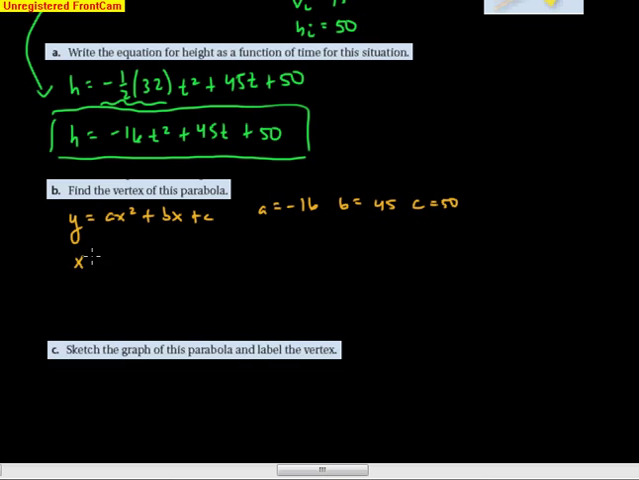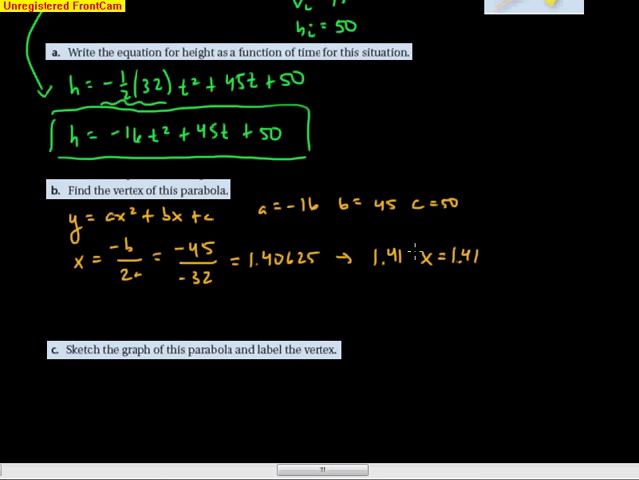To find the vertex, the first thing I do is find the axis of symmetry. x equals the opposite of b over 2a. B is 45. The opposite of 45 is negative 45. A is negative 16. 2 times negative 16 is negative 32. And I'll divide. It is a word problem. Negative 45 divided by negative 32. I get 1.40625. And let's just round to 2 decimals. So we'll call this 1.41. So that's my axis of symmetry.